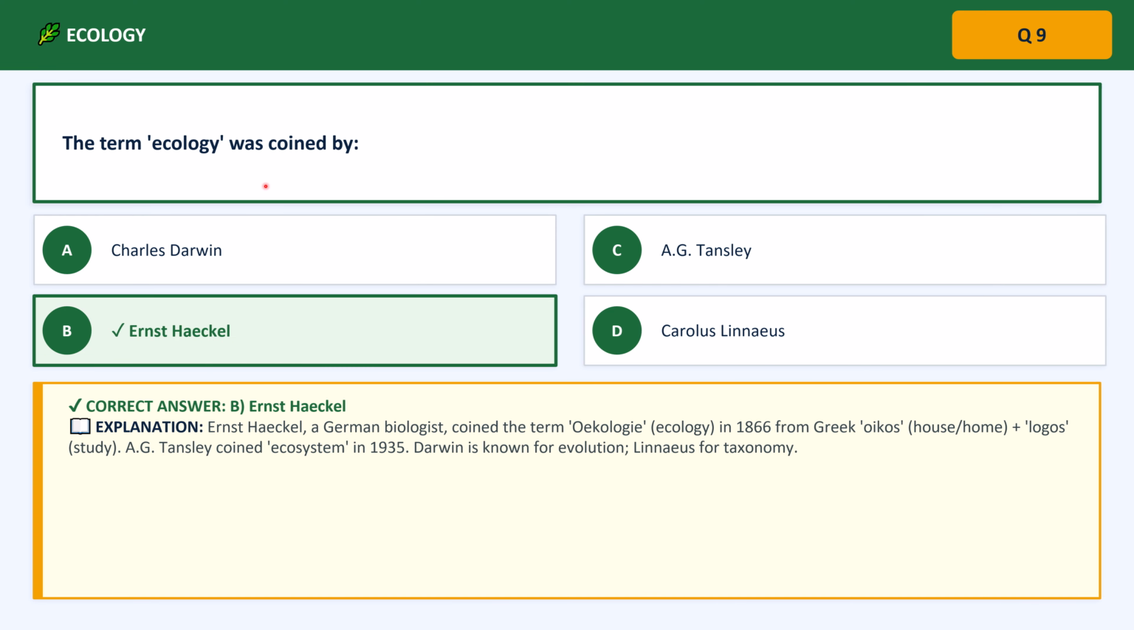Question 9. The term ecology was coined by, option B, Ernst Haeckel. Explanation: Ernst Haeckel, a German biologist, coined the term ecology in 1866 from the Greek oikos meaning house or home plus logos meaning study. A.G. Tansley coined ecosystem in 1935. Darwin is known for evolution and Linnaeus for taxonomy.